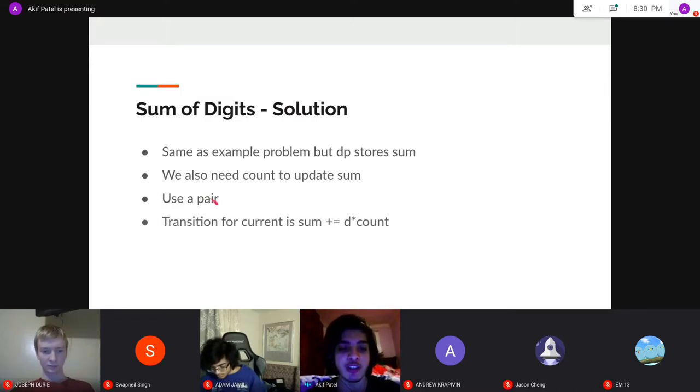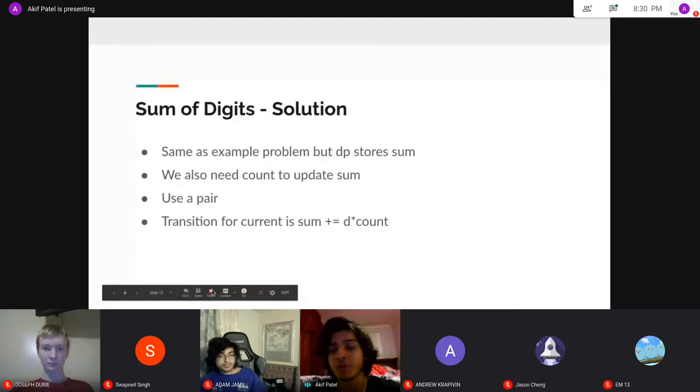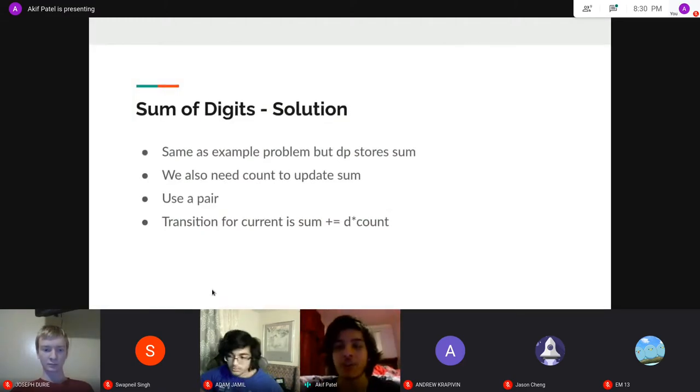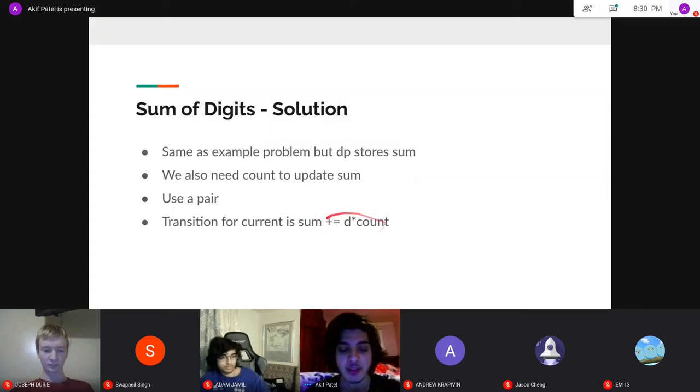And then to transition, the sum just plus equals how many we have of that from that digit, which is a count, which is the original DP from the example problem. And then multiply that times the digit that we're taking.